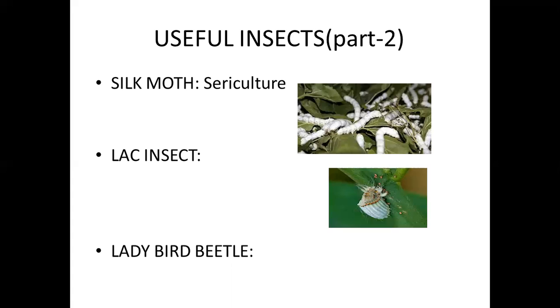Lac insects usually grow on banyan trees. They secrete a semi-solid substance called lac. Lac is used in paints, varnishes, printing ink, and for making bangles and similar things.